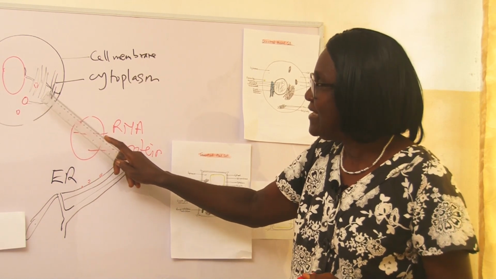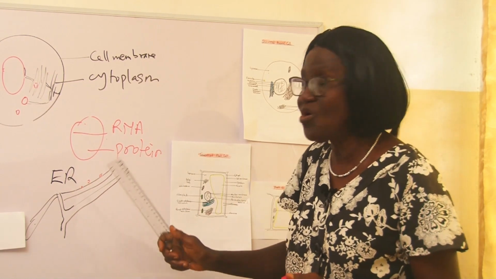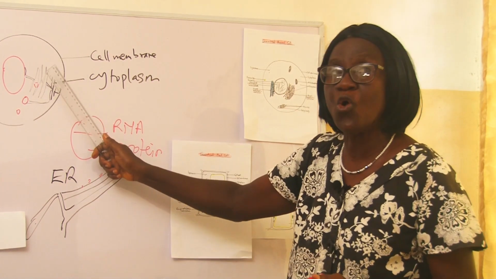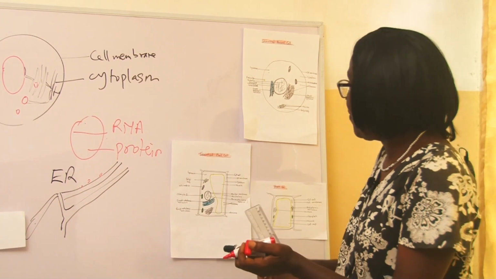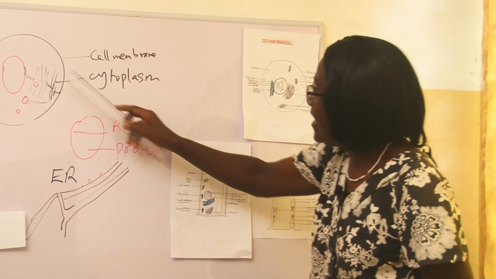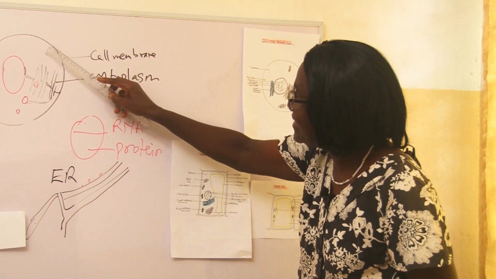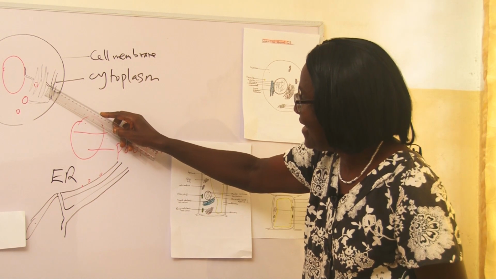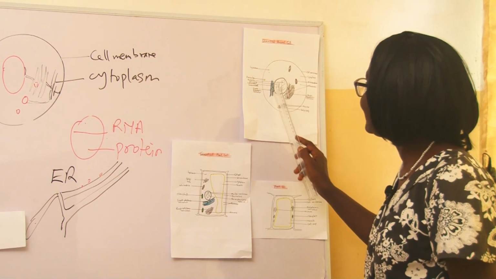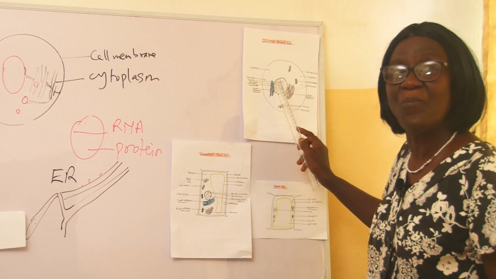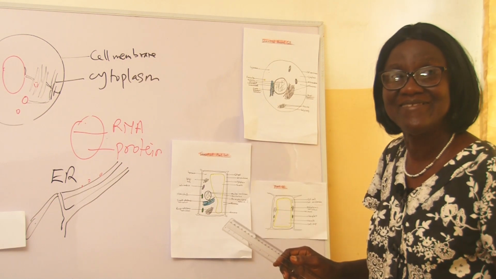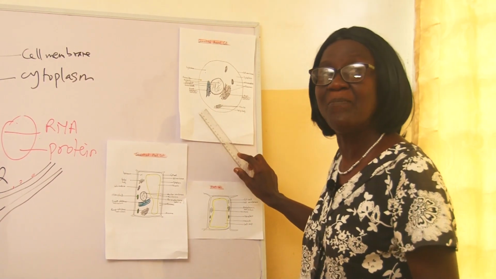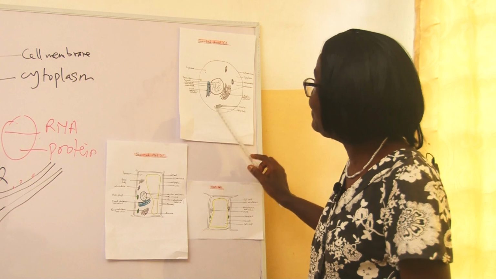All right. Then also another function of the ER, we see that it separates the cytoplasm into compartments. So if these are ER, this is one compartment. This is another compartment. And many ER are separating the cytoplasm into compartments. Very neat. So that processes can take place in those compartments.